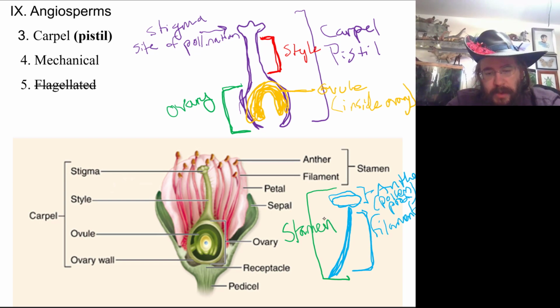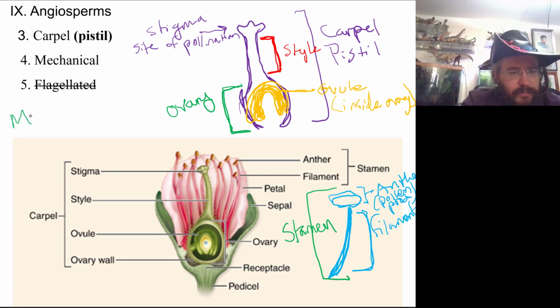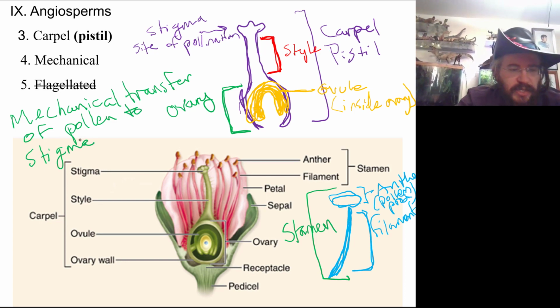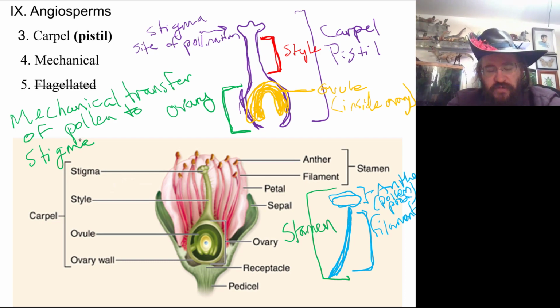So, in some angiosperms, it's wind. In most angiosperms, it's critters. How does pollen get to the stigma? Mechanical transfer. Something else moves it.